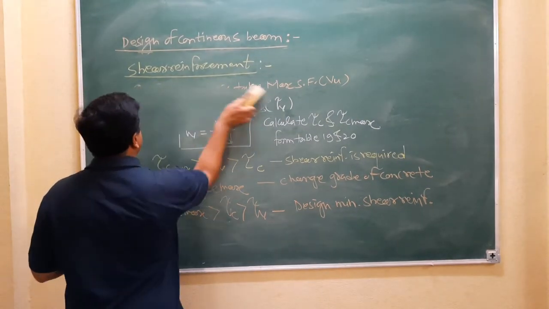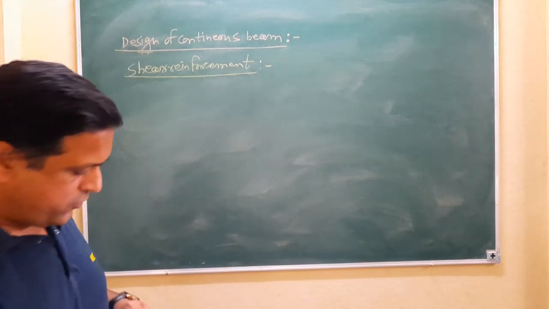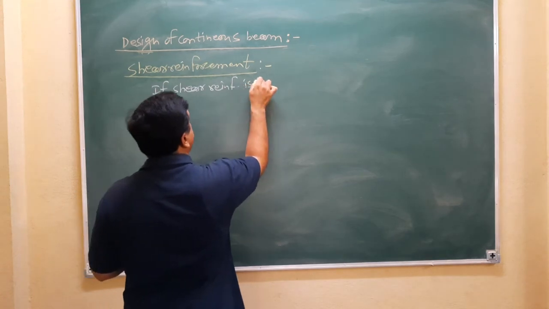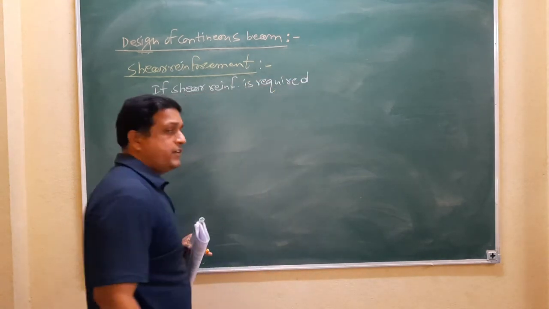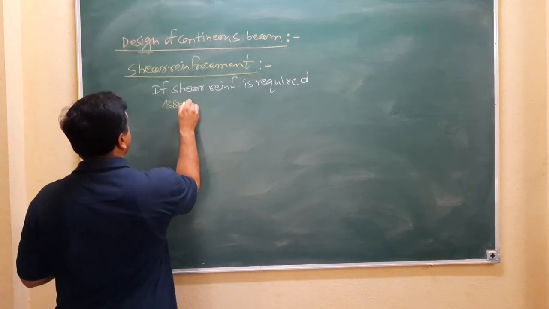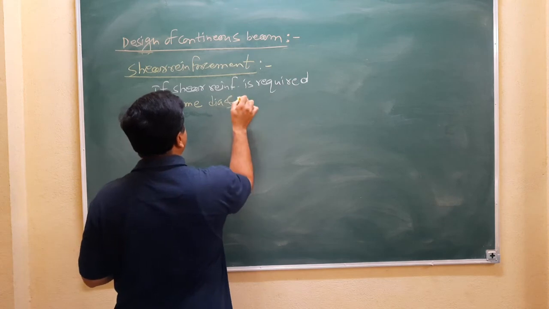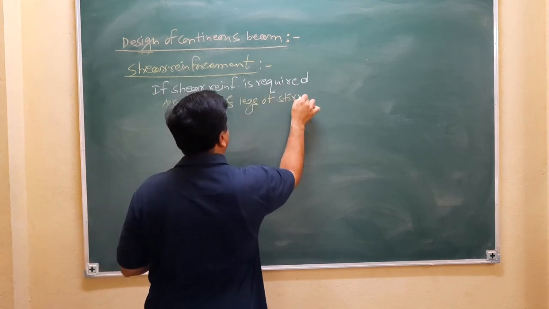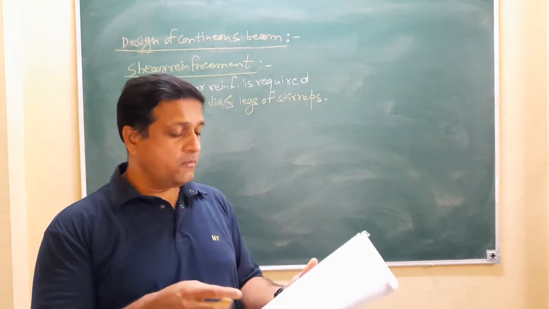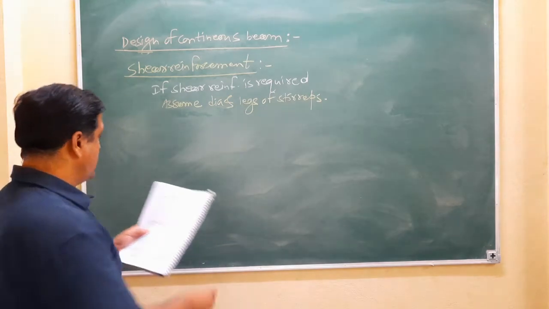So if shear reinforcement is required, then what to do? Assume proper diameter and legs of stirrups. And how to find out the spacing? The formula is available on page number 73. Calculate spacing.